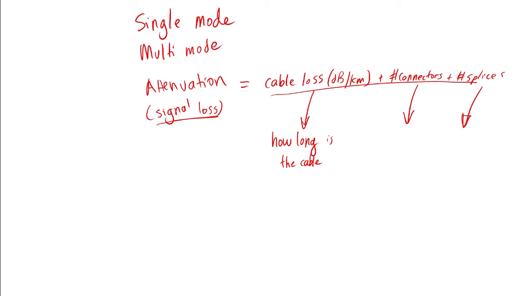So once you've figured out what loss you're going to have, then you can decide on how powerful a transmitter. And actually, once you've decided on that, then you also need to think about the bandwidth you require. And then you can select a fiber that can support the bandwidth and select a transmitter and a receiver that can support the loss.